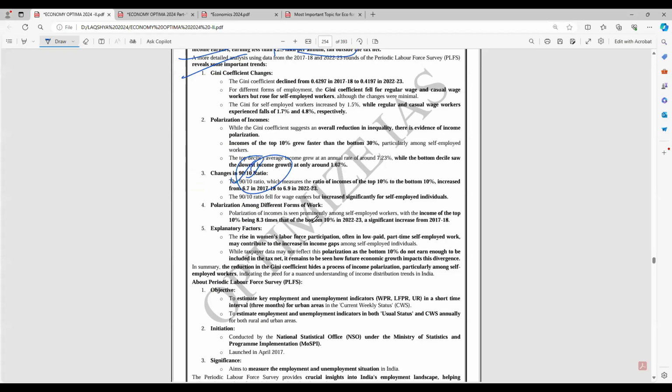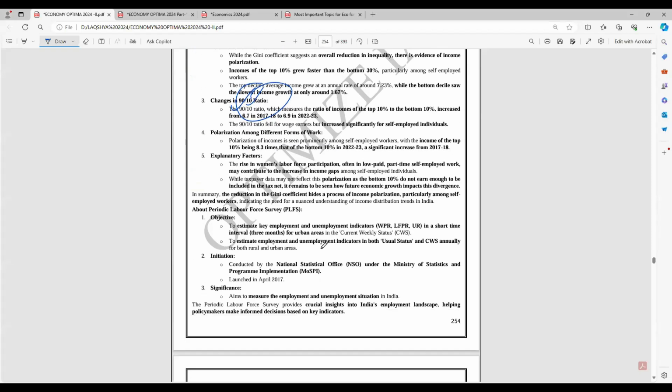So guys, inequality is not good for any country, because if inequality is very high, then what is happening? Demand will fall. Slowly, slowly demand will fall. Okay.